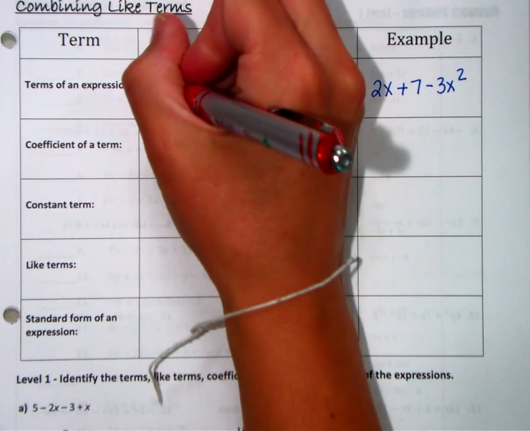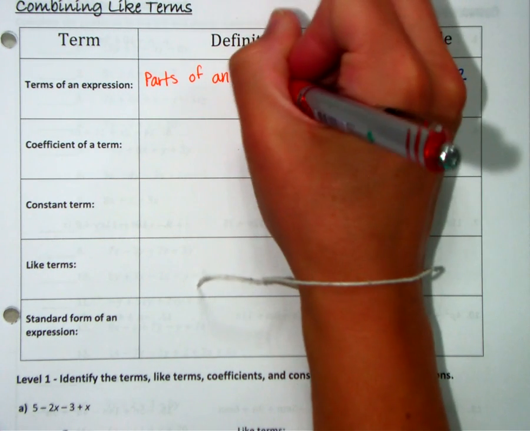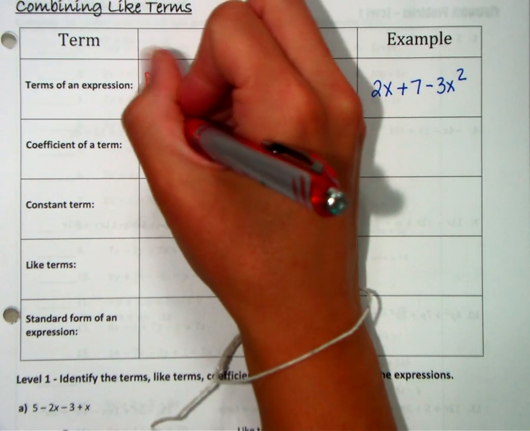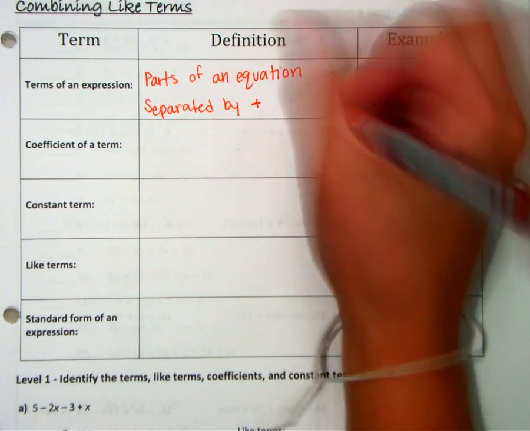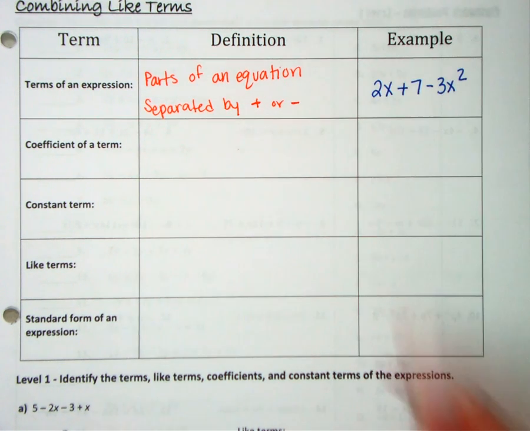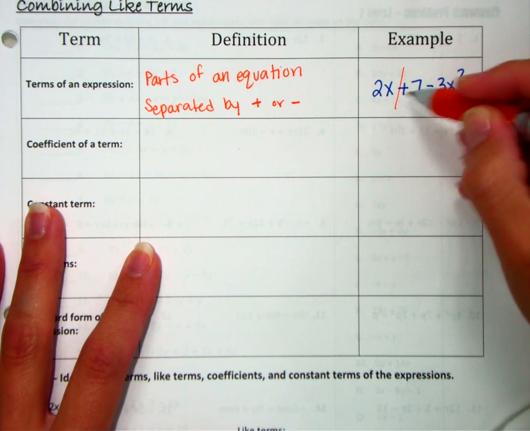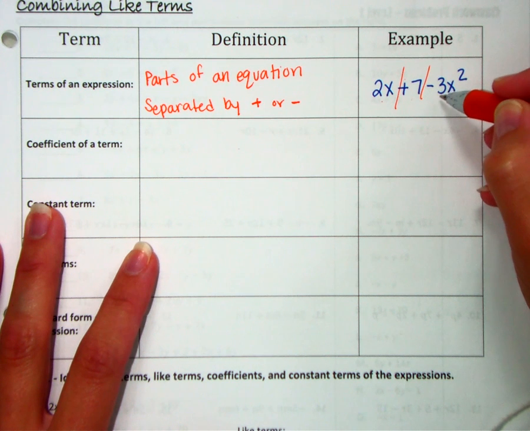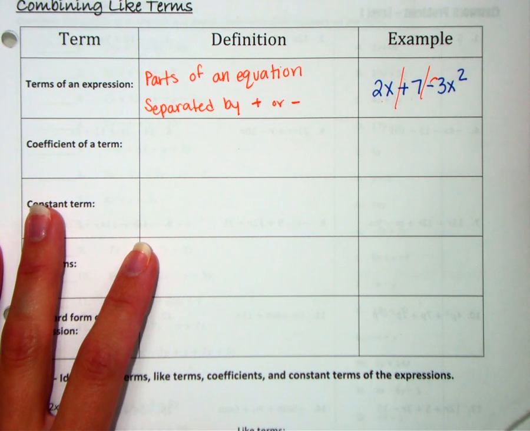So terms are parts of an equation separated by either a plus sign or a minus sign. Okay, so here's a plus sign right here. So this is my separator between these two terms. Here's my separator between these two terms. Notice I specifically did it in front of the minus sign because that minus sign is stuck together with the 3. Okay, so we have 1, 2, 3 terms.